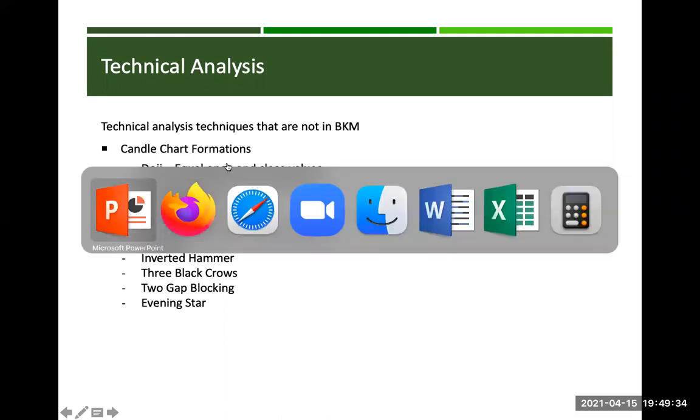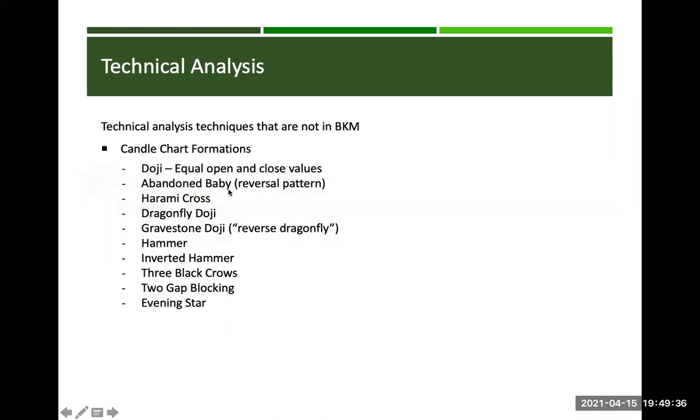And so let me actually pull some of them up. These are just the names. Doji, equal open and closed values. You'll see there's one called an abandoned baby reversal pattern, a Harami cross, a dragonfly doji, a gravestone doji, a hammer, an inverted hammer.